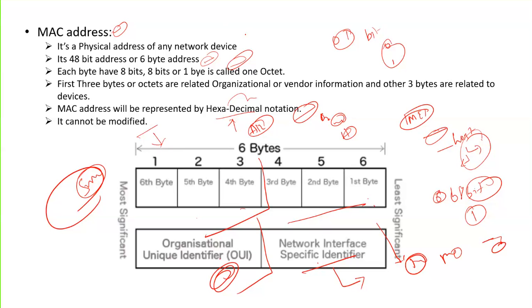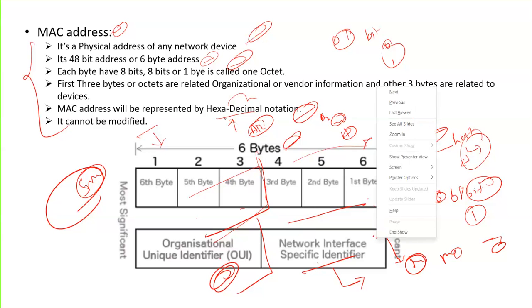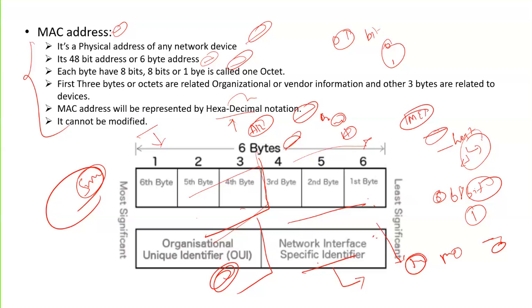Okay, is it clear what a MAC address is? Yes, it's the physical address of any network device, and it has 6 bytes. The first 3 bytes relate to the owner of the product, the manufacturer, and the other three relate to the network interface card of the device. A MAC address can be represented in hexadecimal notation. And one more thing, it can't be modified at all, because it is provided by the manufacturer itself, and there is no need to modify it, and we won't be able to modify it either.